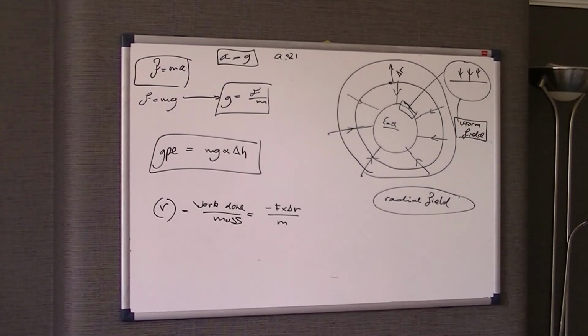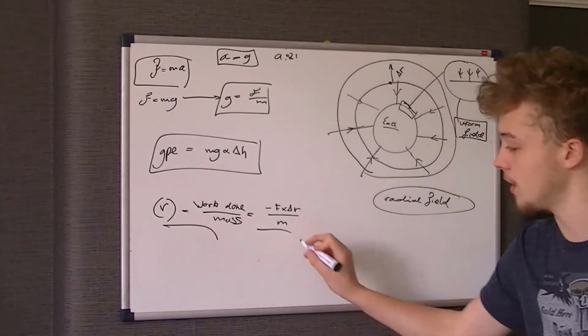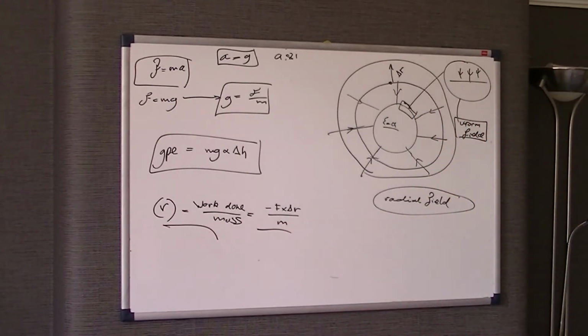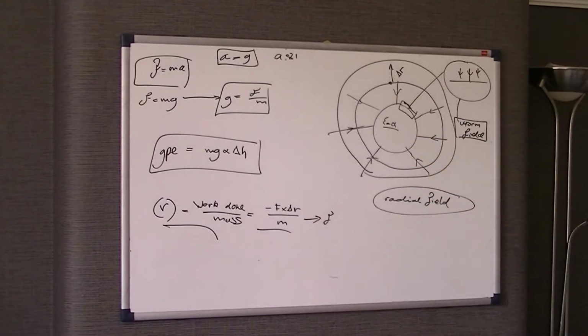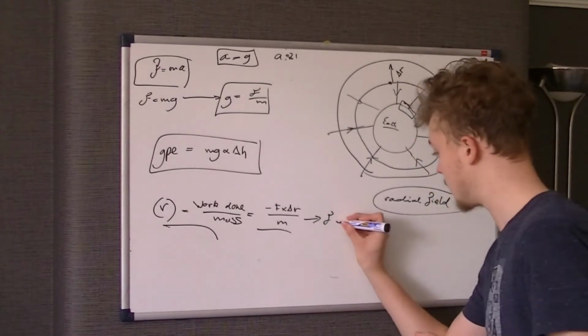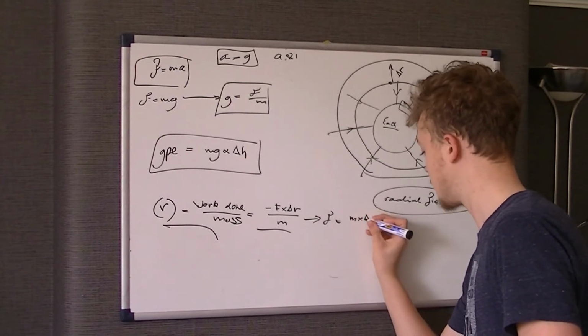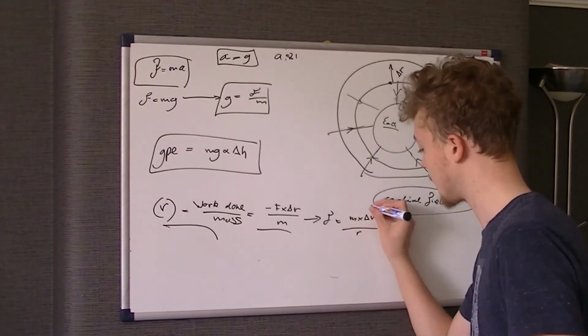Now you can rearrange that to get the work done is equal to the change in gravitational potential times the mass, by simply rearranging that formula. They mean the same thing. So hopefully that makes sense. You could rearrange this to get the force, if you wanted to. So the force would be equal to m times delta V over r.